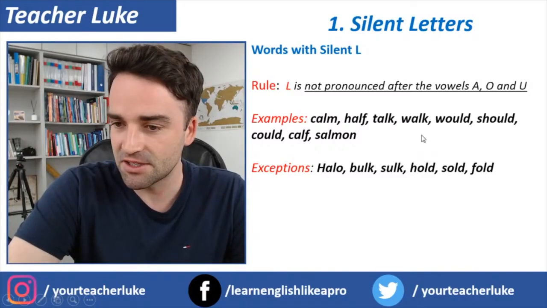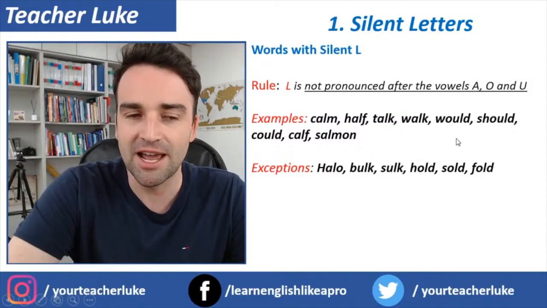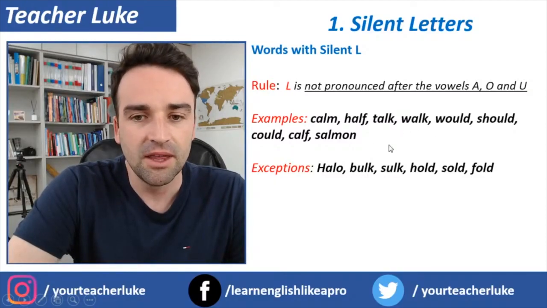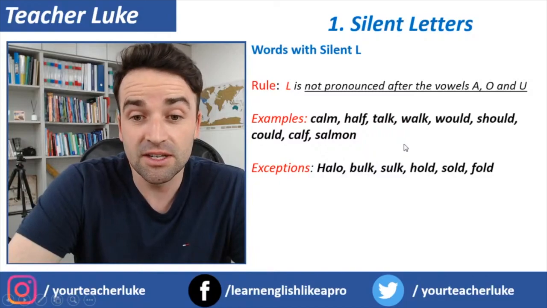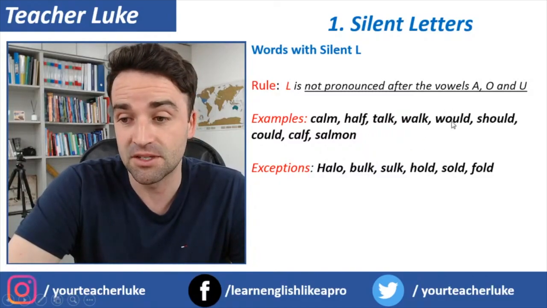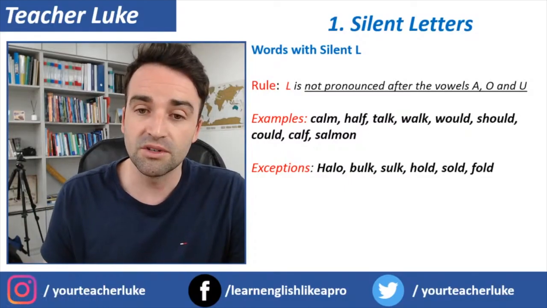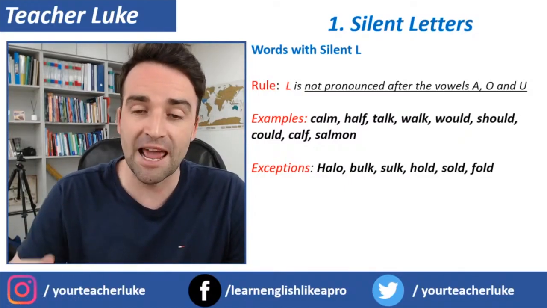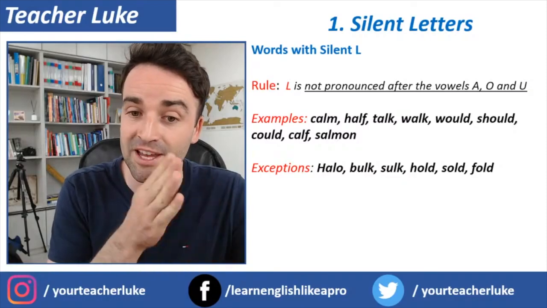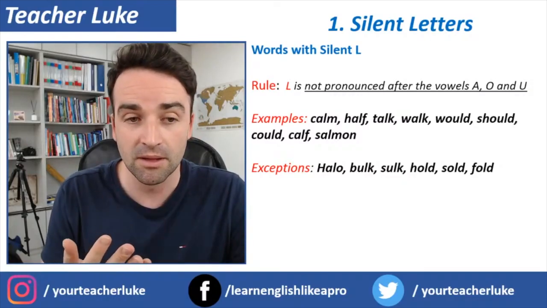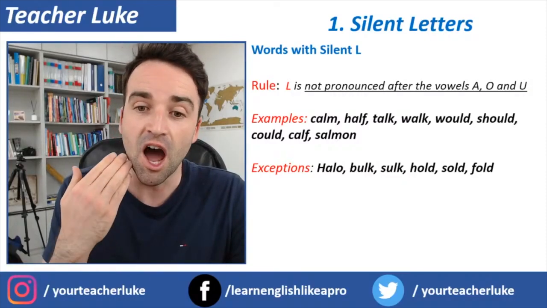A student asked just now, where is your tongue when you pronounce a silent L? Well, it's totally silent, so your tongue is just where the vowel sound is. So you don't use your tongue. Whatever the vowel sound comes before, that's where your tongue should be. Calm. The tongue is just on ah. Calm.